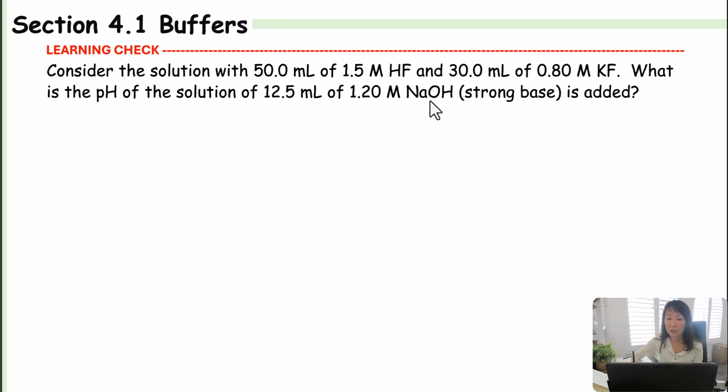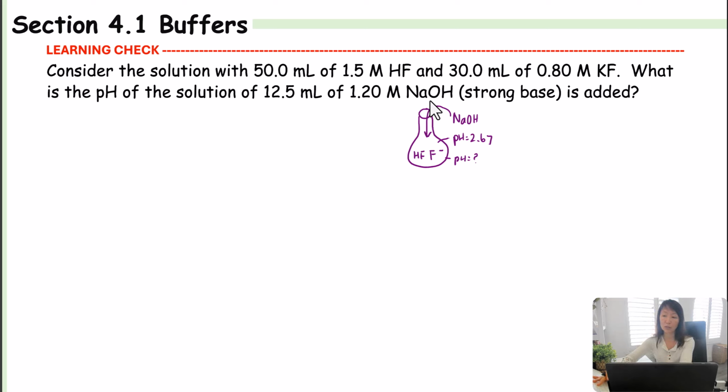So say in a solution you already have HF and F minus floating around. And now you are adding a very strong base in here. Initially, your pH was 2.67, I believe. Let me quickly check. Yes, 2.67. Now I'm adding a strong base. What is my next pH going to be? Probably it will increase because you are adding a base, but how much it will increase is the next question.